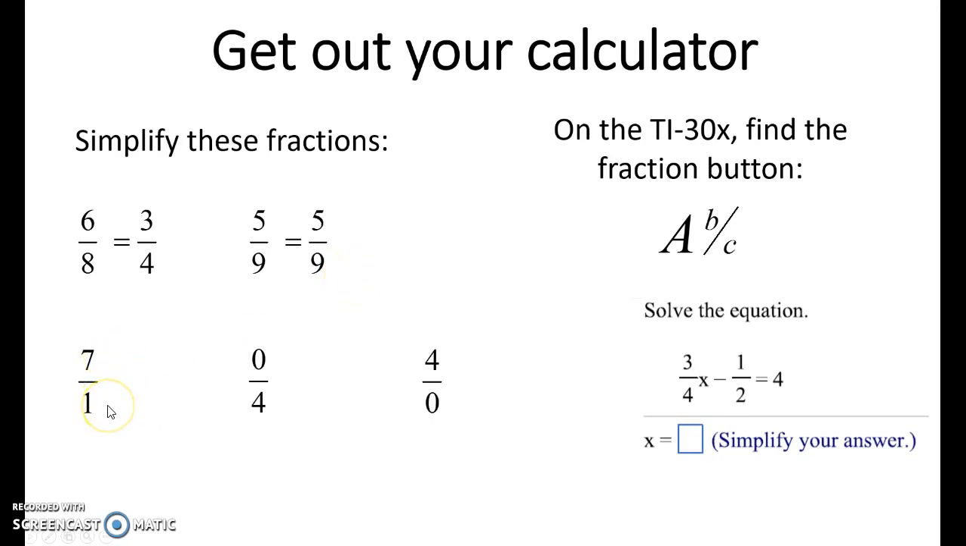7 over 1 simplifies to what? If you put this in your calculator and you take 7 and divide by 1, you get what? Please do it now. Yeah, you get 7. 7 over 1 is not simplified. Now I want you to try this in your calculator.